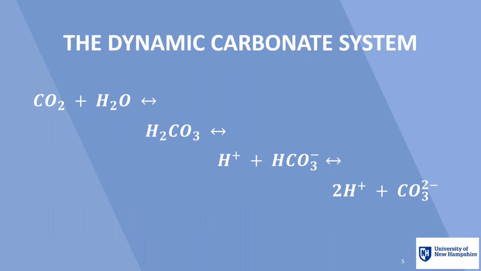Once the carbon dioxide is in the water, it reacts with the water itself, and this creates a dynamic system that can result in several species. The levels of these species are constantly in flux, but the two that are of concern in water systems are H2CO3, which is carbonic acid, and the carbonate ion.